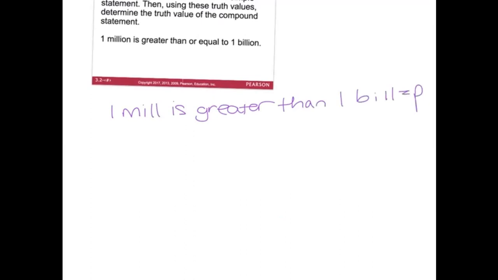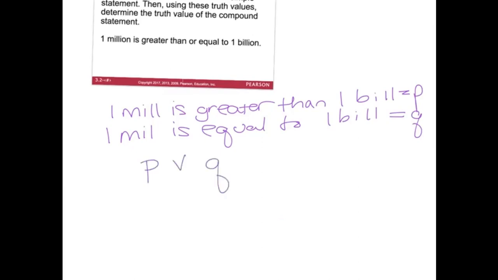Then we have to do the other option, which is that $1 million is equal to $1 billion. That is statement Q. Now we have to write this in symbolic form. So $1 million is greater than or equal to $1 billion would be P or Q.